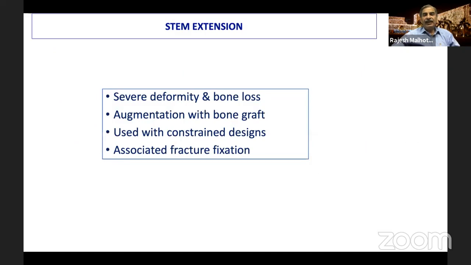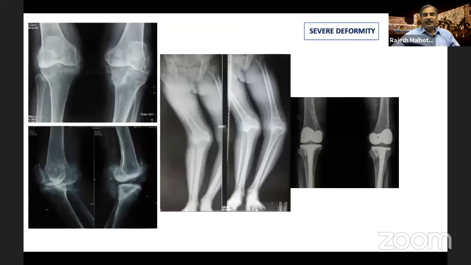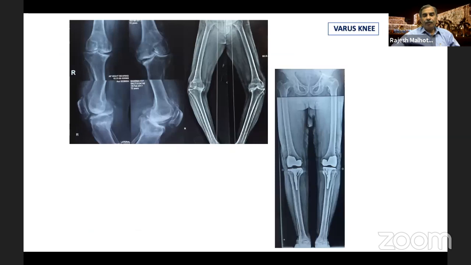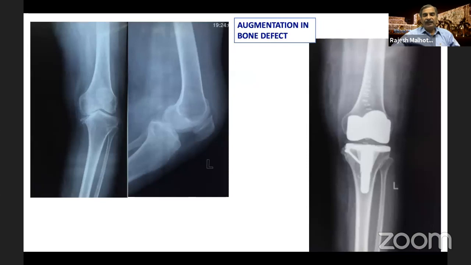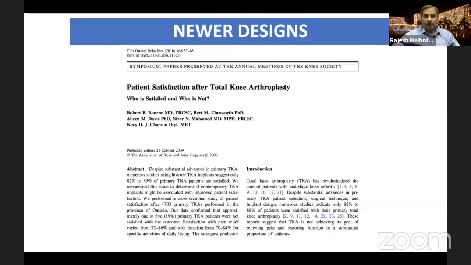Stem extension may be needed when there are severe deformities like this. Again, you are going to hear more about it. Just giving you some examples of severe deformities and the bony defect which may need this. The point I'm making here is that I may choose a CR implant, but I must know what kind of stem it will take, or whether it will not land me in trouble.